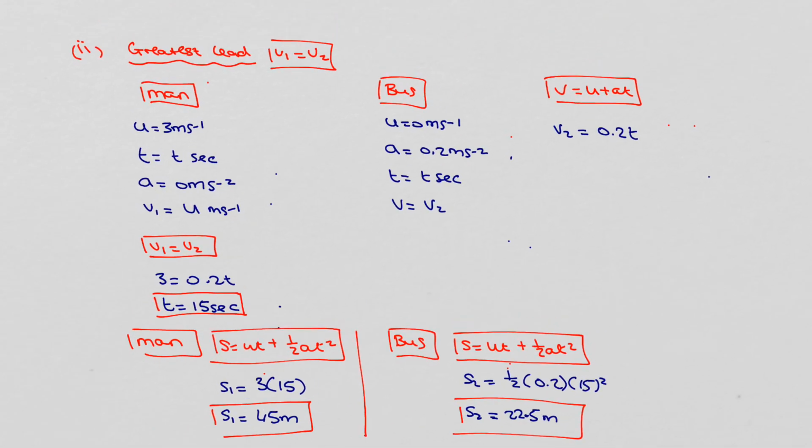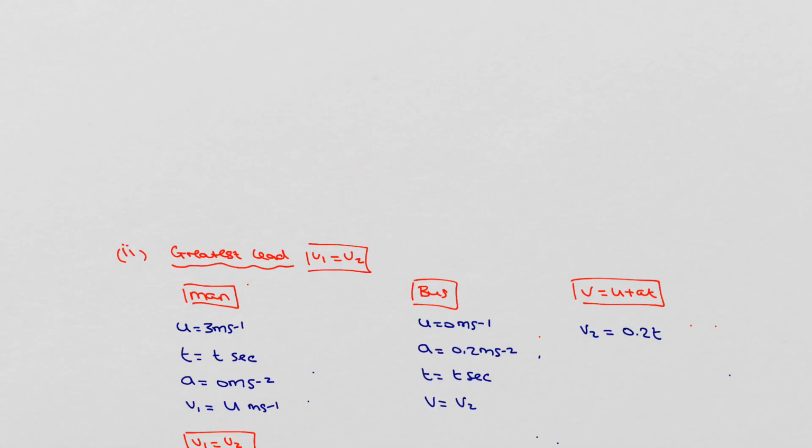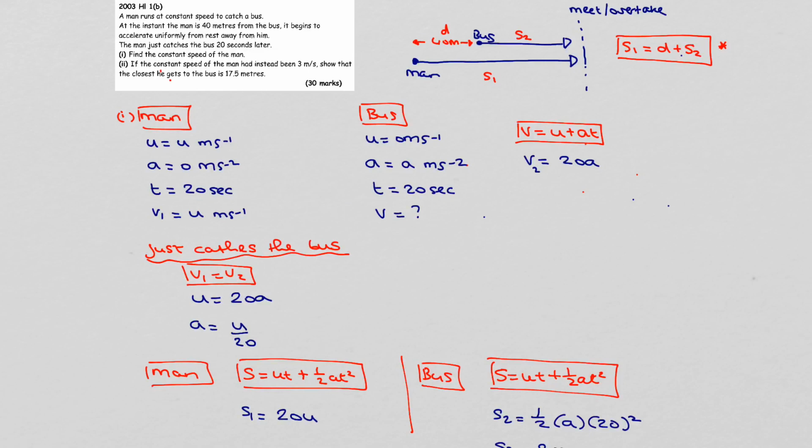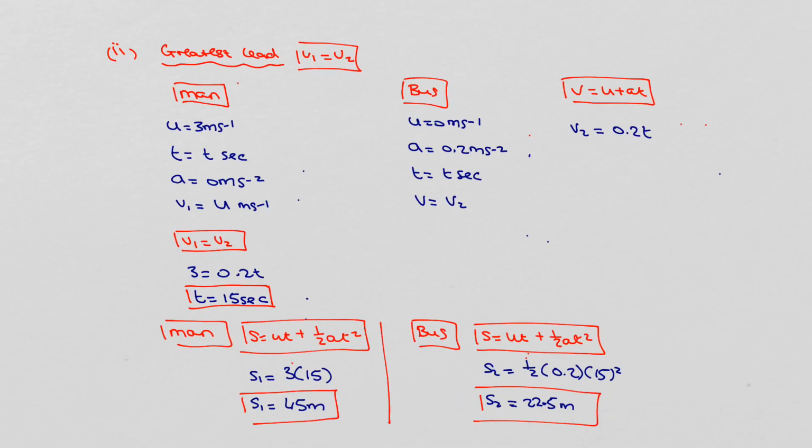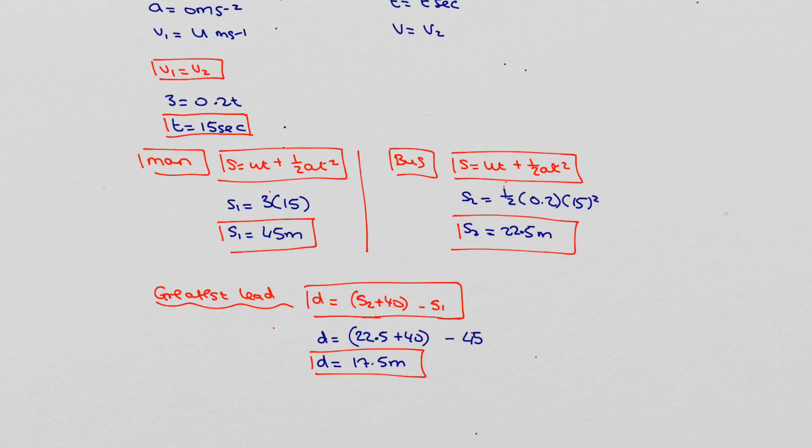And if I go back to the start of the question, it said if the constant speed of the man had instead been 3 metres per second, show that the closest he gets to the bus is 17.5 metres. So therefore that is what we have just shown. So we're happy with that.